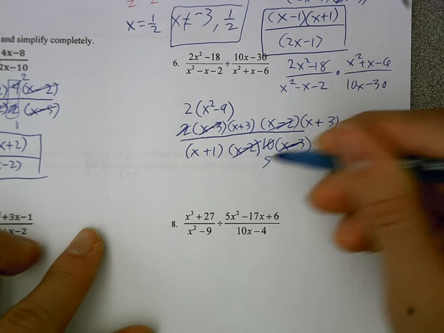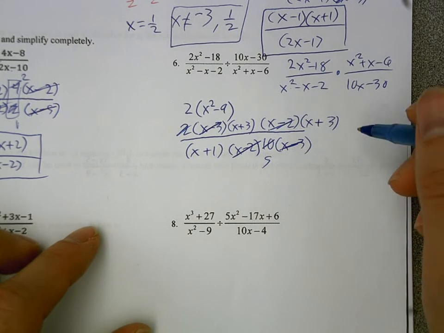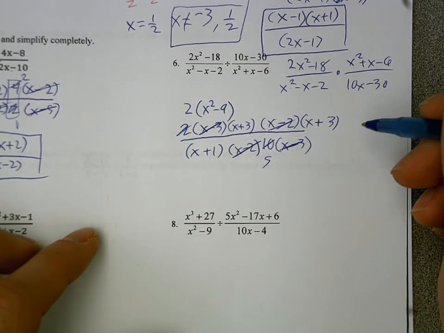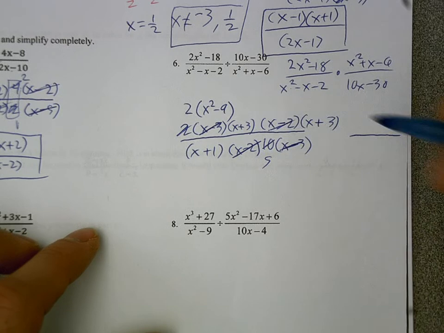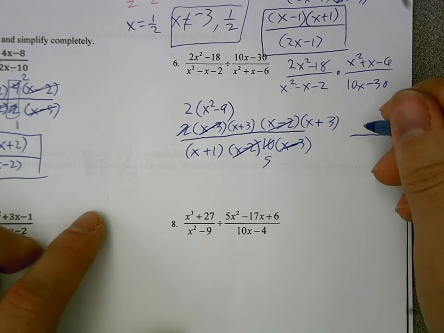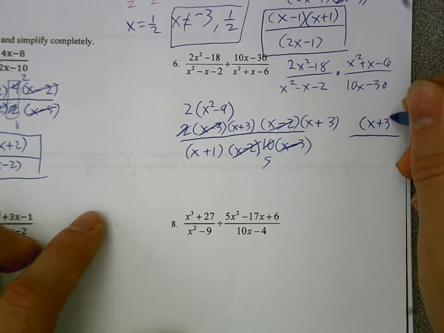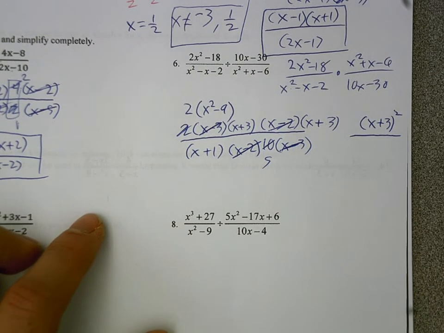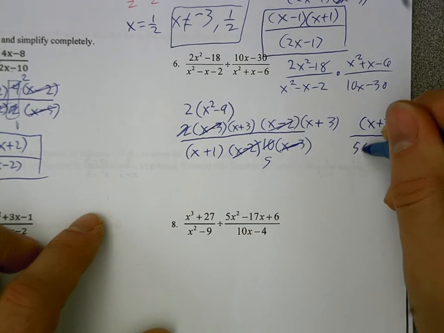So I can rewrite this. One of the students last period pointed out that we don't have to leave this as x plus 3 times x plus 3. And probably on the test they will write it as x plus 3 squared. Does that make sense to everybody? They don't cancel, but I can write those together. Be left with a 5 times x plus 1 on the bottom.